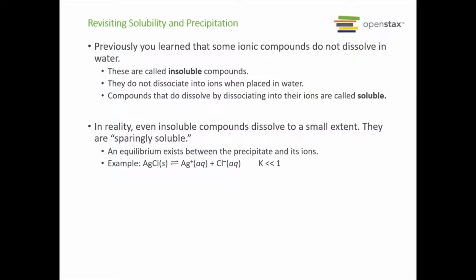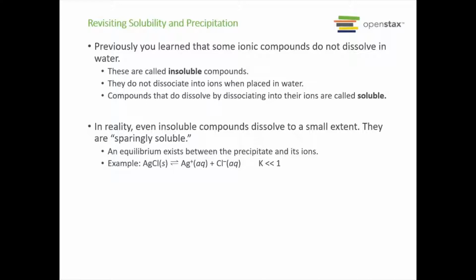If you remember way back in Chem 2A, when we talked about solubility rules, there are some ionic compounds that don't dissolve in water that we call insoluble compounds, and we said they generally don't dissociate into ions when placed in water. If you had me last semester, you probably heard me say, technically, we pretend they don't, and that's because in reality, they actually do dissolve to a small extent. We call them sparingly soluble. A teeny tiny amount dissolves, so there's actually an equilibrium existing between the precipitate and its ions.